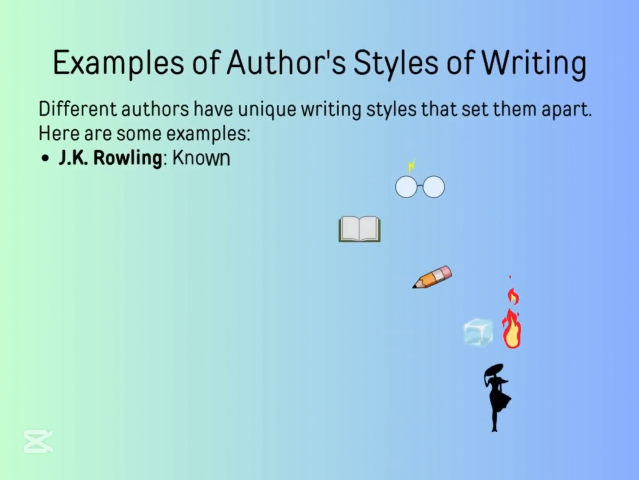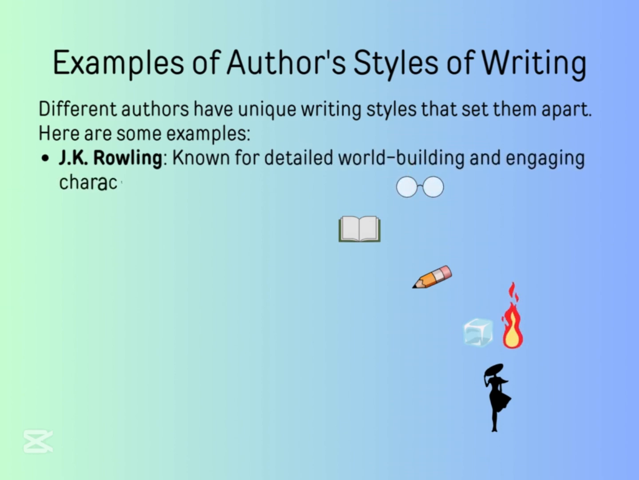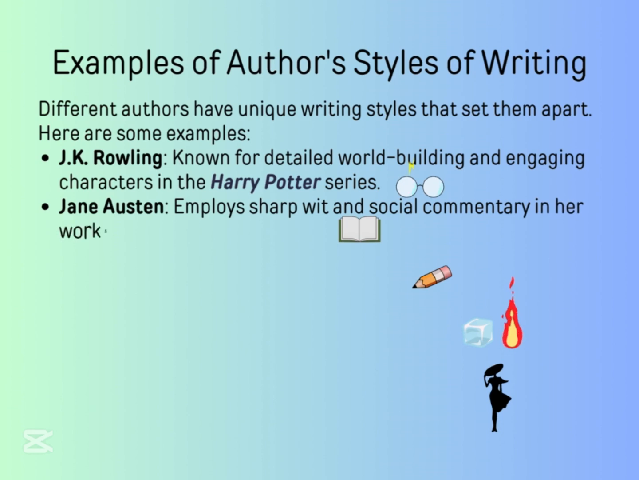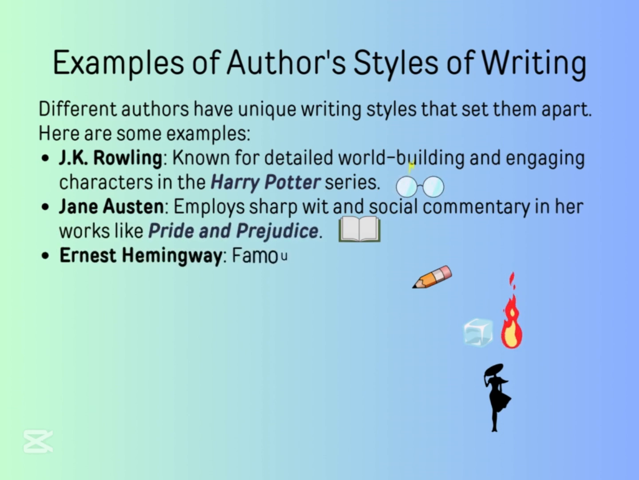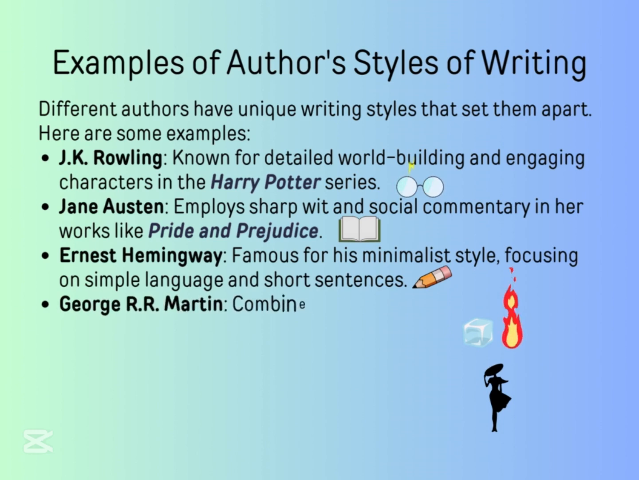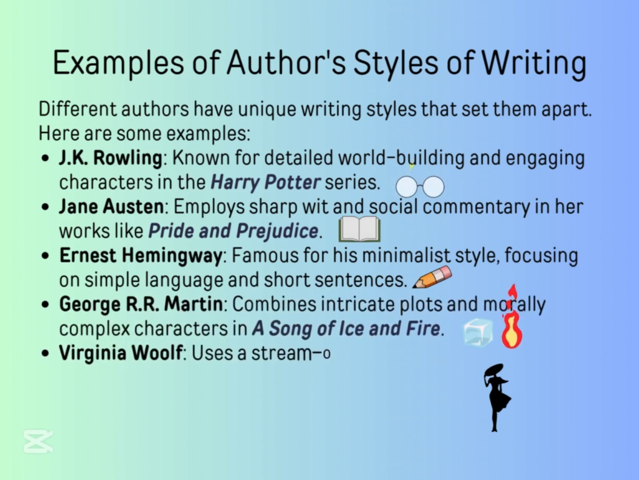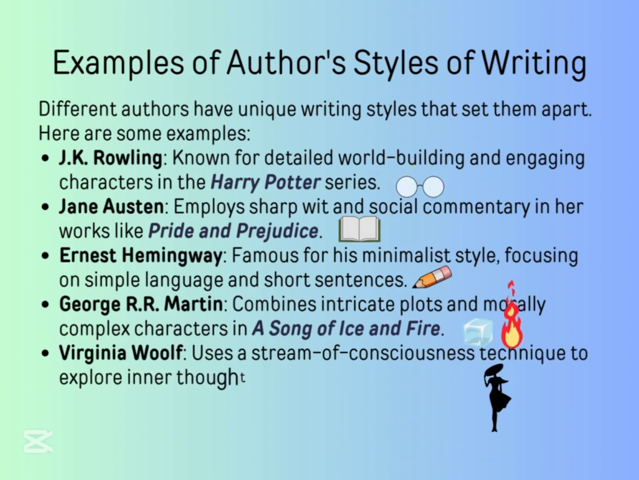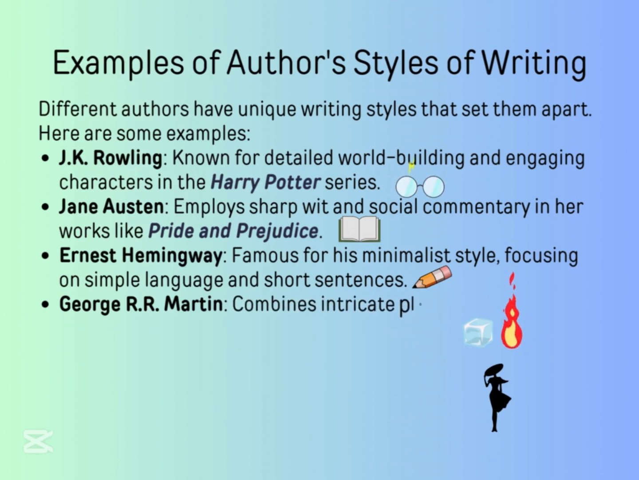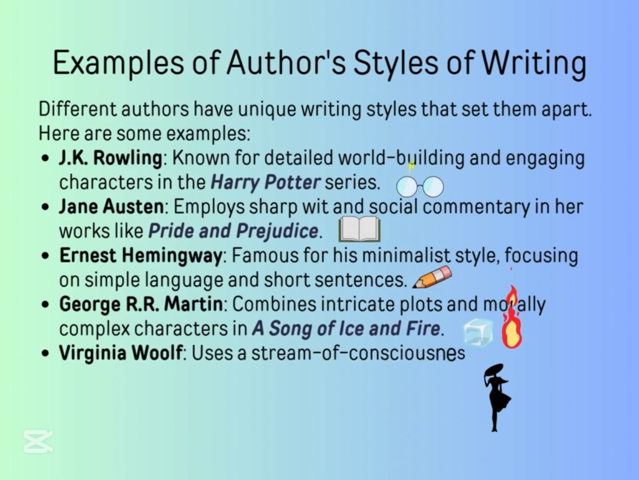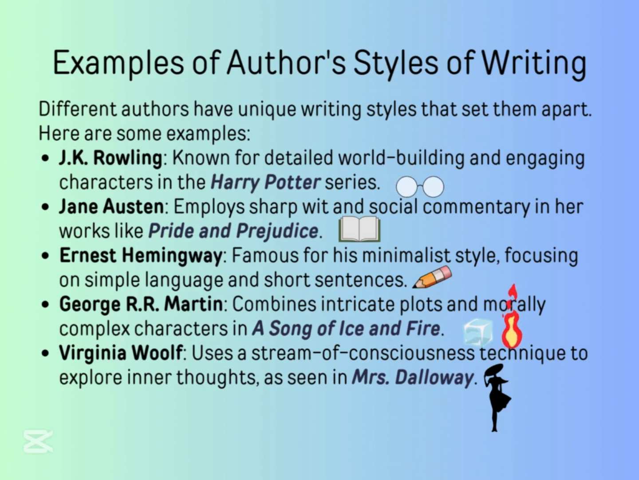Different authors have unique writing styles that set them apart. For instance, J.K. Rowling uses detailed world building and engaging characters in the Harry Potter series. Jane Austen employs sharp wit and social commentary in her works like Pride and Prejudice. Ernest Hemingway is known for his minimalist style, focusing on simple language and short sentences. George R.R. Martin combines intricate plots and morally complex characters in A Song of Ice and Fire.